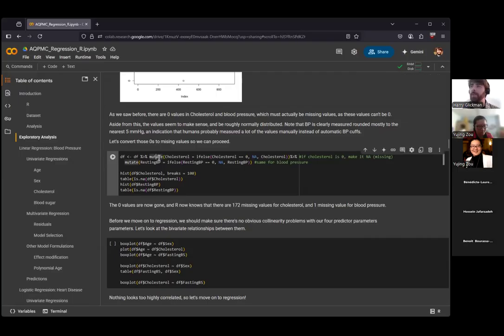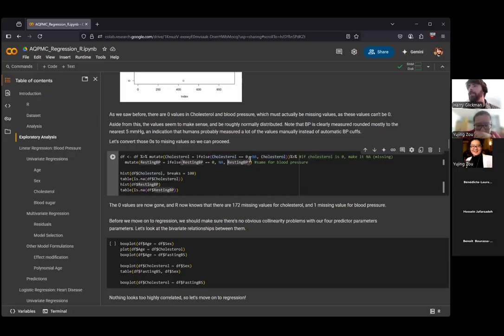Again, we're going to use dplyr to do that. The mutate function just creates new variables or overrides existing variables. So we're going to tell it that if cholesterol is zero, we're going to replace cholesterol with NA, which is missing. And if it's not zero, we're going to keep the value. So this if_else function is very powerful in R. It's just saying if this is the case, do this, otherwise do this.